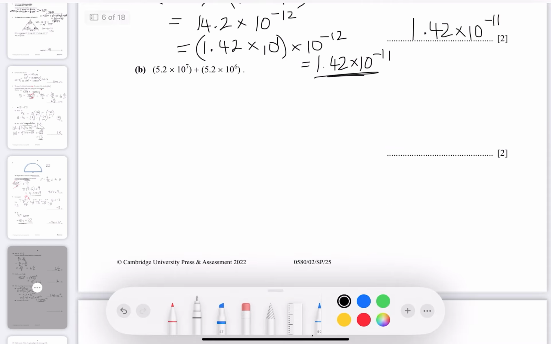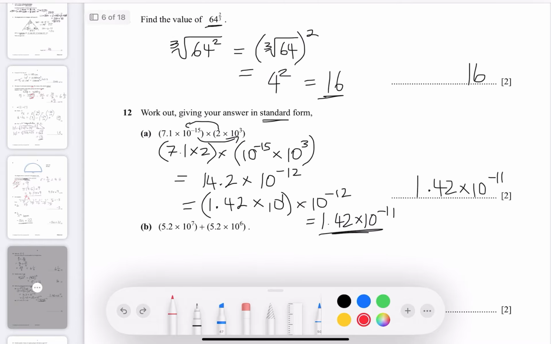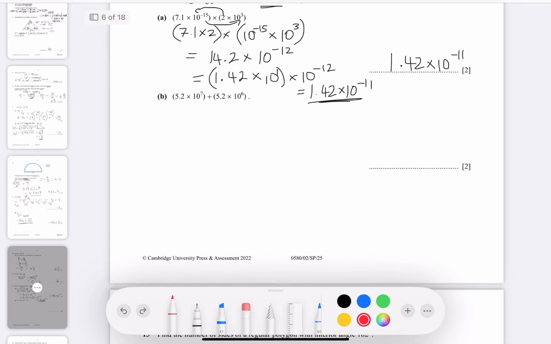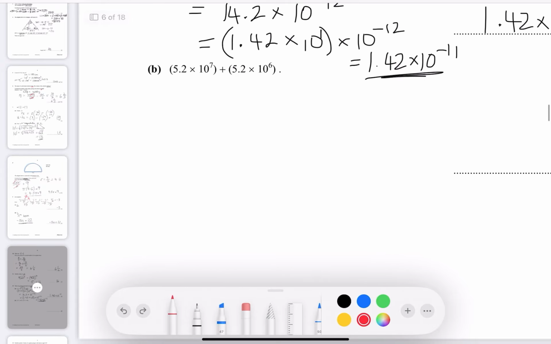Now for the second part, we want to find 5.2 times 10 to the power of 7 plus 5.2 times 10 to the power of 6. So now notice that the sign has changed. It's not a multiplication sign anymore, it's plus. So we can't do the same method as before because now we're not multiplying by indices. So what we instead do is convert them both to have the same power of 10.